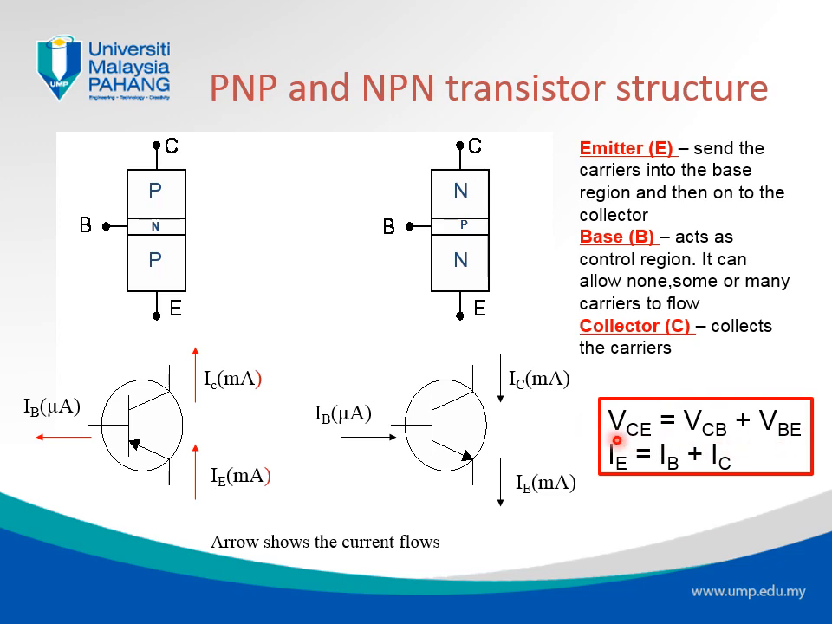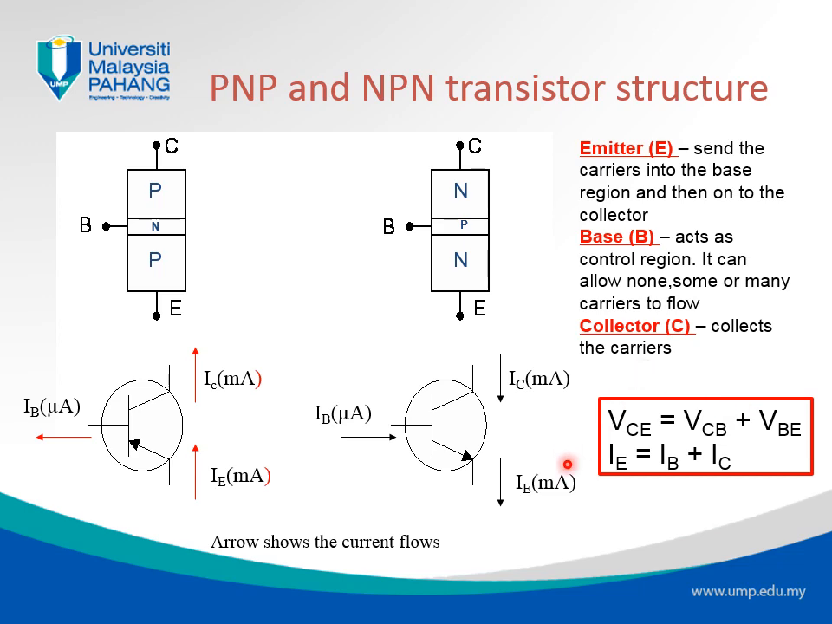So again, I repeat, VCE, the voltage across the collector and the emitter, will be equal to VCB, the voltage between the collector and the base, right? VCB plus VBE. And again, we know that VBE is the bias voltage of a PN junction, so it depends on the semiconductor material. For silicon, it will be 0.7 volts. For germanium, it will be 0.3 volts.